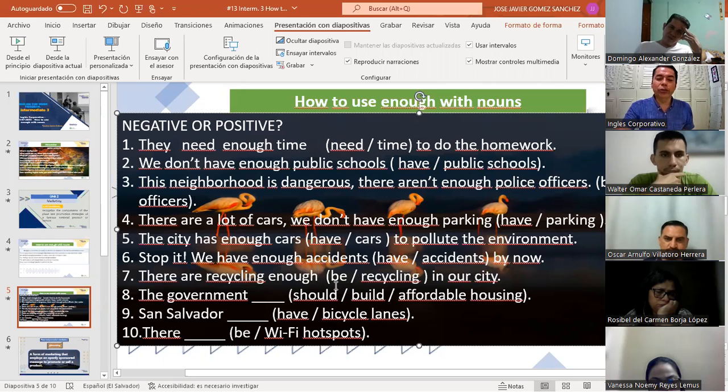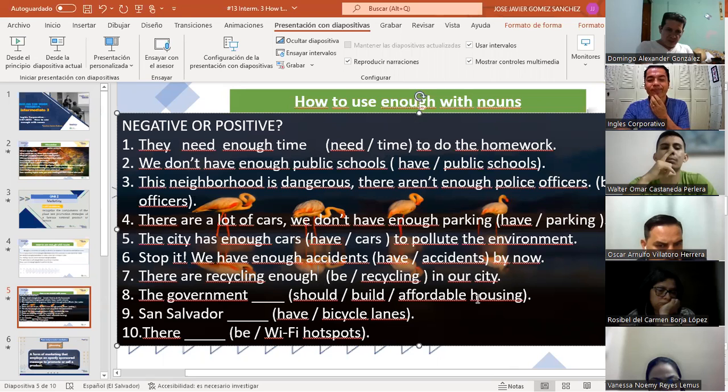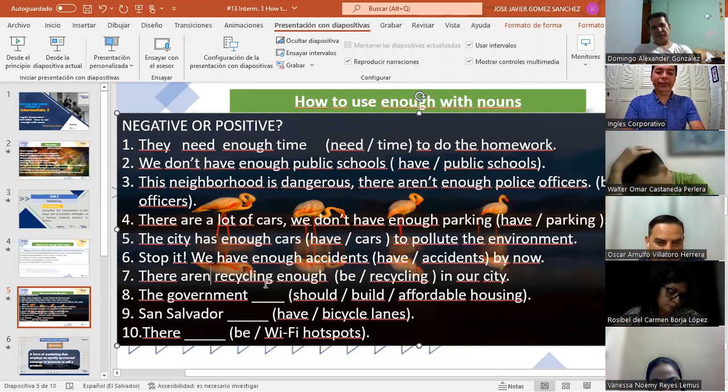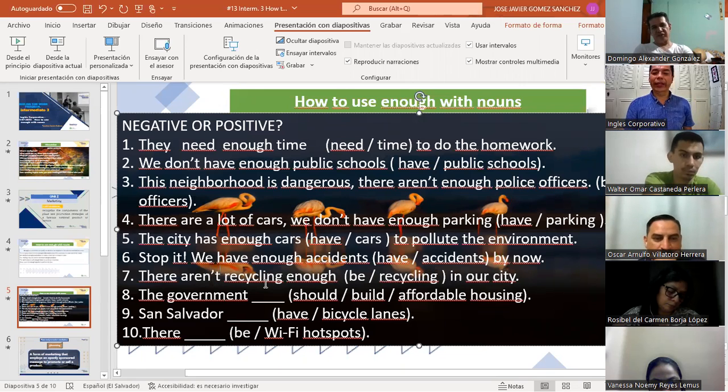There are recycling. No, hay suficiente reciclado en nuestra ciudad. Are you sure, Oscar, that we have enough recycling or not? ¿Se recicla lo suficiente en la ciudad de El Salvador? That's the question. Yes or no? In El Salvador, no. So there aren't, right? Thank you. Okay, good. Thank you, Oscar.